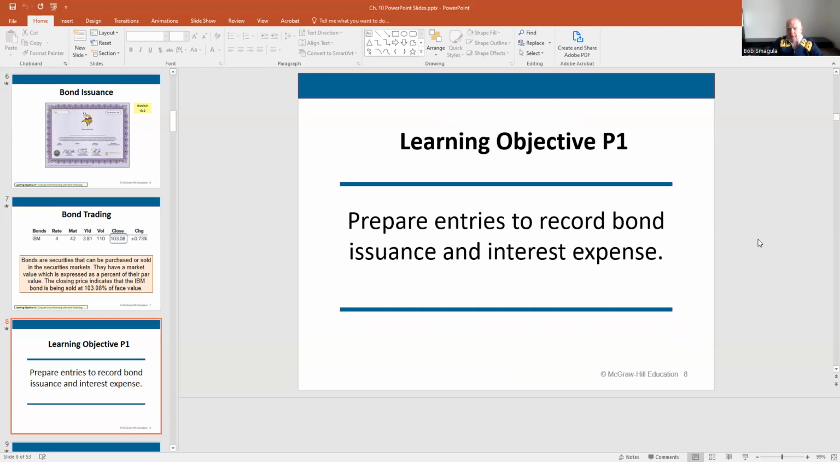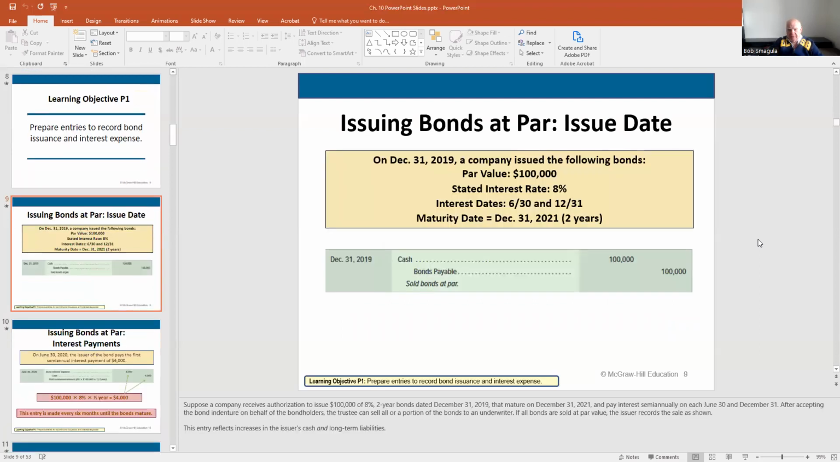Prepare entries to record bond issuance and interest expense. Okay, here is a simple one. A bond is issued at par value. That's quite unlikely to happen in the real world, but let's deal with it. A bond is issued for $100,000. This company said, we want to borrow $100,000 and we're going to do this with the money. And the public said, okay, that sounds good. And they borrowed the $100,000. There's no difference in this case between the cash you received and the amount that you owe. Very simple, at par value.